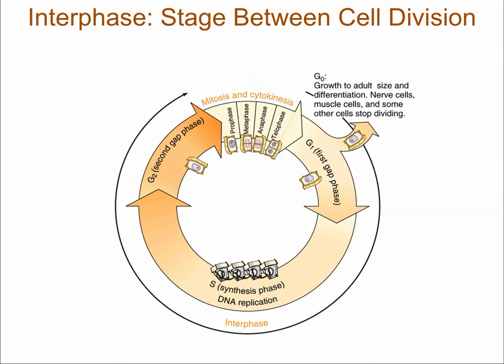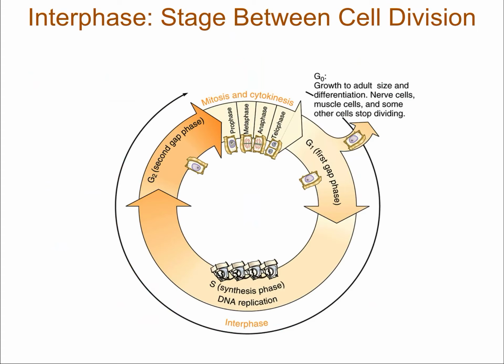If you have G1, the first gap phase, the synthesis phase, DNA replication occurs here, then goes back into a growth phase. And then at that point, you're going to have the prophase, metaphase, anaphase, telophase, which feeds back into G1. At that point, the cell's going to move on to G0, growth to adult size and differentiation. Nerve cells, muscle cells, and other cells will just stop dividing.